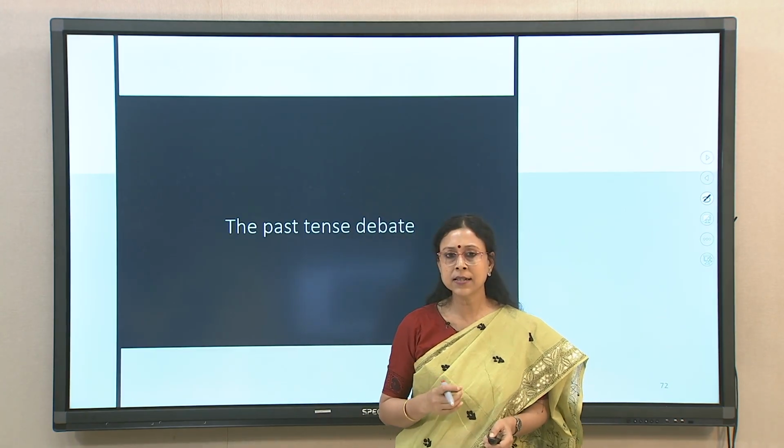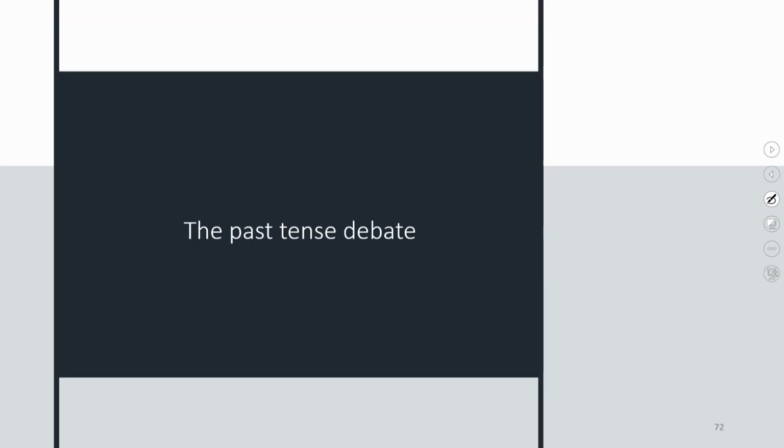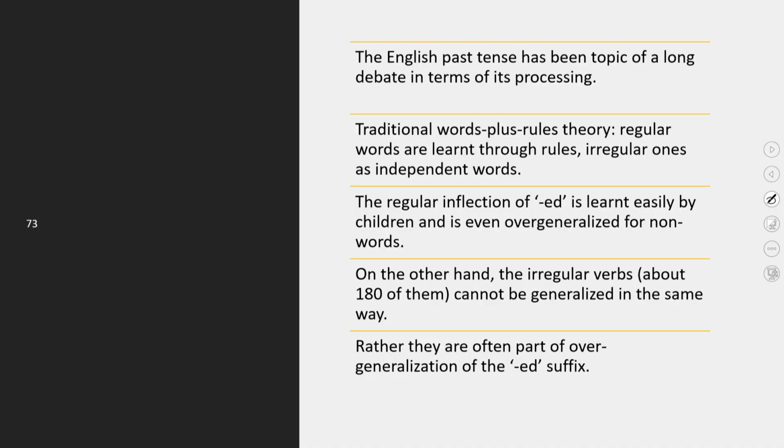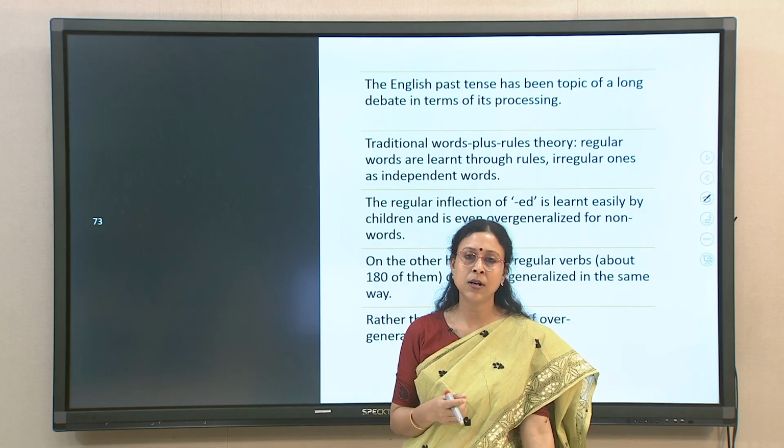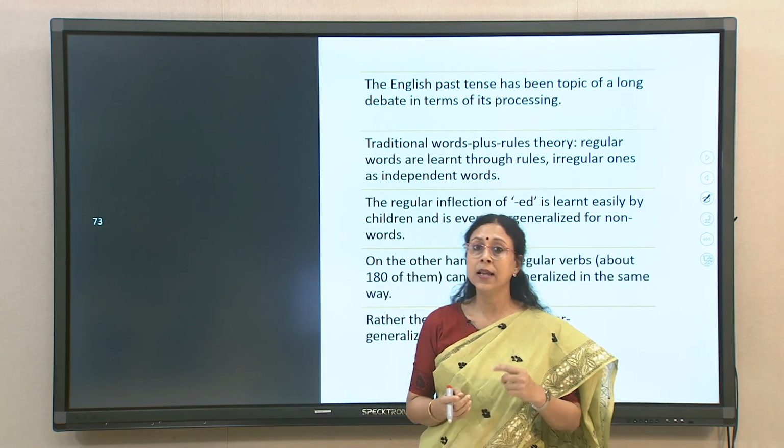Now, let us look at another interesting debate within this domain, which is called the past tense debate. Now, English past tense has been the topic of a very long debate in terms of its processing. How do children learn the past tense, specifically that of the irregular verbs?